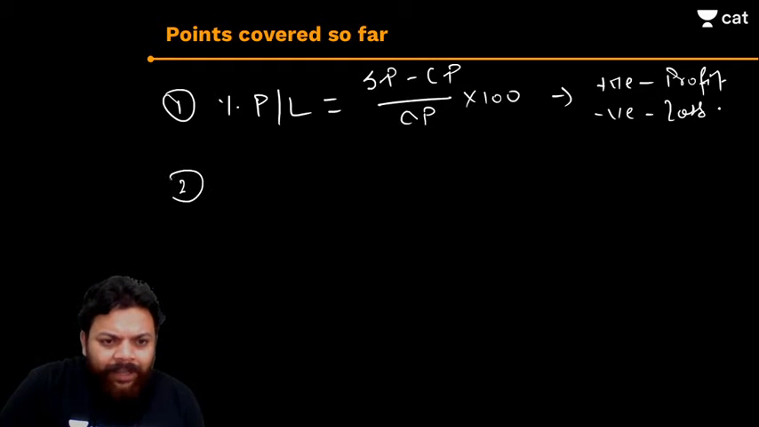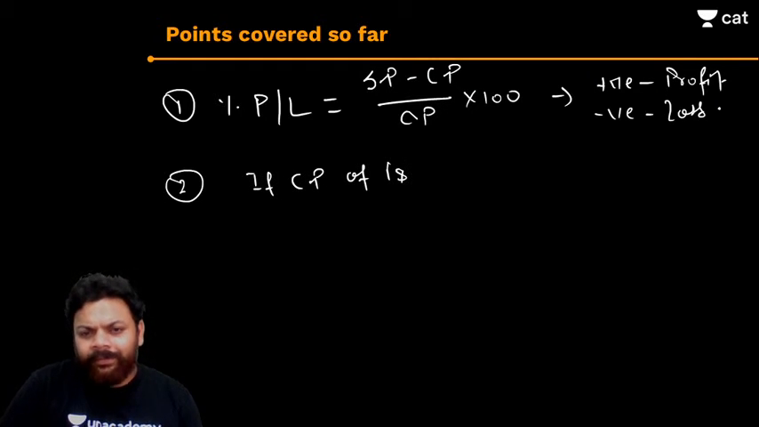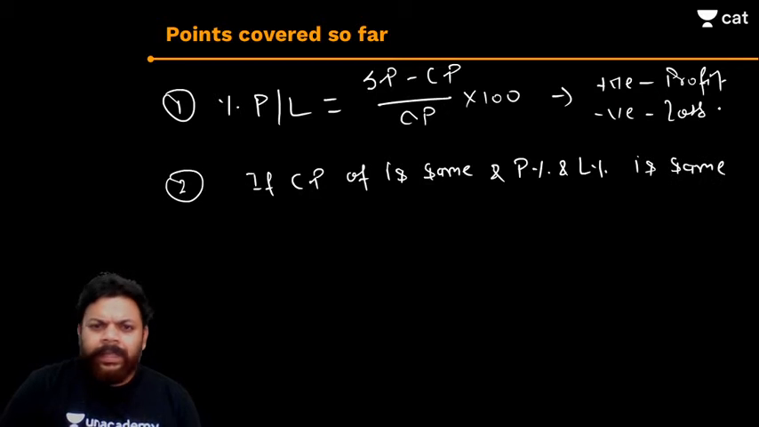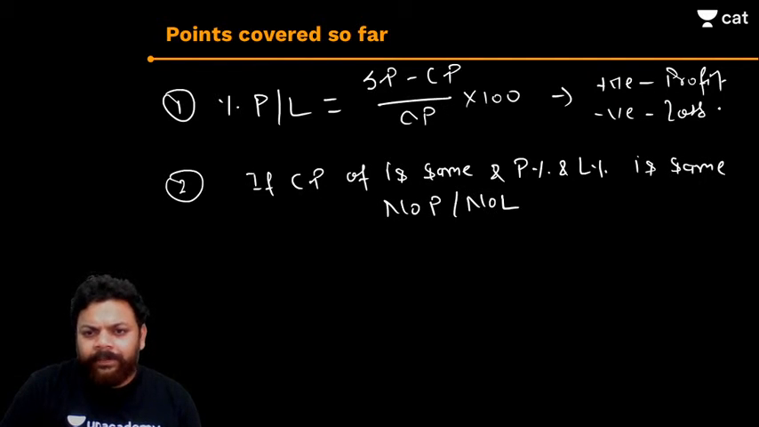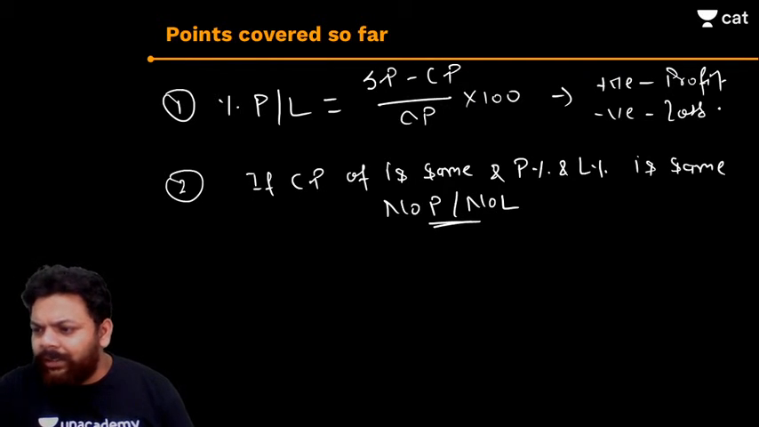Second point that we have covered was if CP of two articles is same and profit percent and loss percent is same, then for sure there will be no profit and no loss. This was the second point that we had covered.